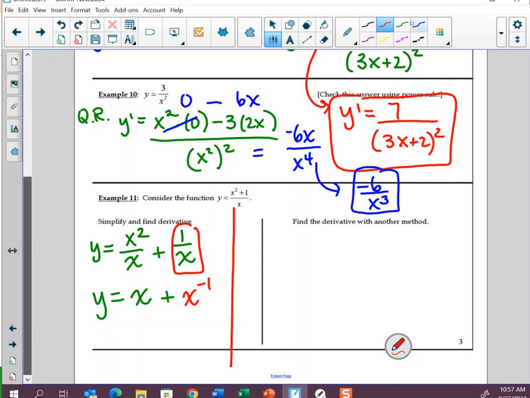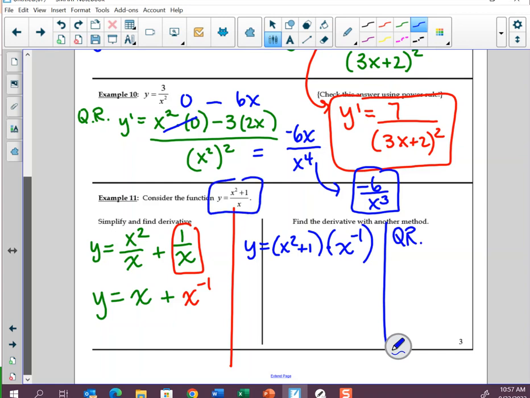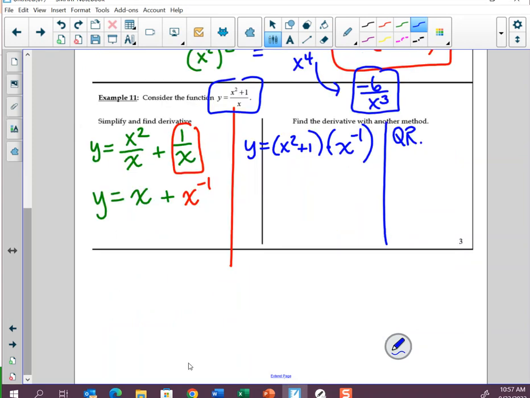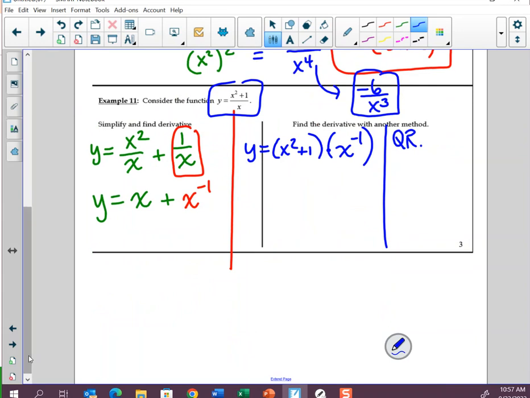You could also take x squared plus 1 times x to the negative 1, rewrite it as a product, and do product rule. But you could also do quotient rule. You've got at least 3 options to generate your derivative. I'm going to ask you to try finishing that one using any technique you want. It would be probably good to do quotient rule and then try one of the others.